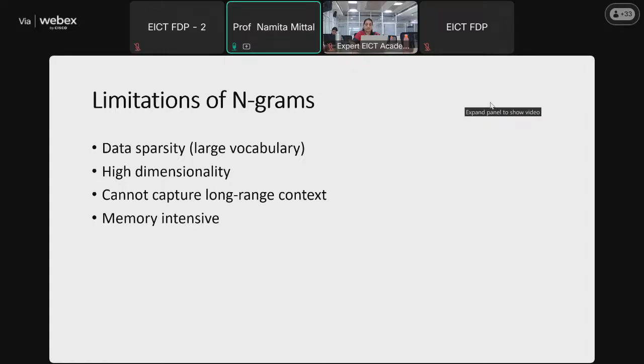It has a limitation. Suppose I say, what is the probability of word wn when w1, w2, w3, w4, up to 10, up to 20, up to 30 words are given? How many words can we consider, and what can be the size of n? That is again a challenge. We can't go beyond a certain limit. And it is memory intensive. Of course, when we go beyond the range or consider many things at a time, memory is always a constraint.